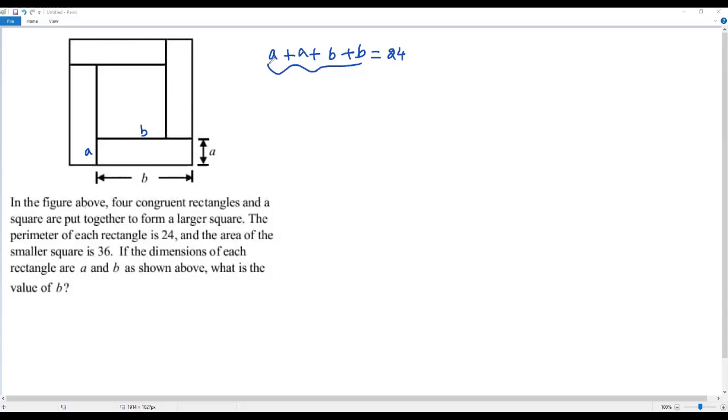Okay, now here we can combine the like terms. When I combine A and A, I am getting 2A. When I combine B and B, I am getting 2B equals 24. Here, all of them are multiples of 2, so we can divide each term of this equation by 2. Let me do it. When I do so, the 2 will cancel out. I am getting A plus B. On the right side, when I divide 24 by 2, I am getting 12.